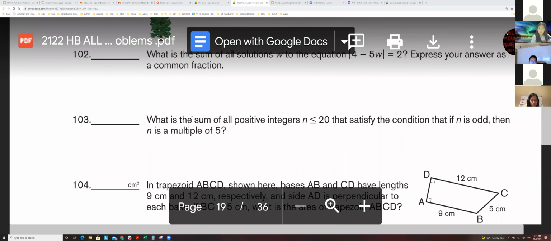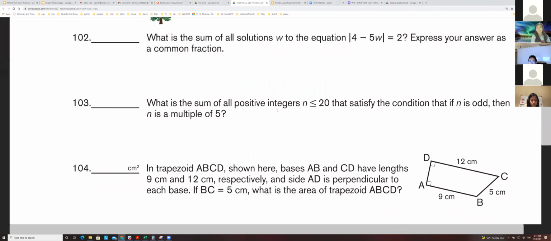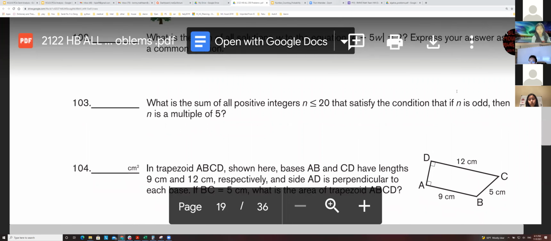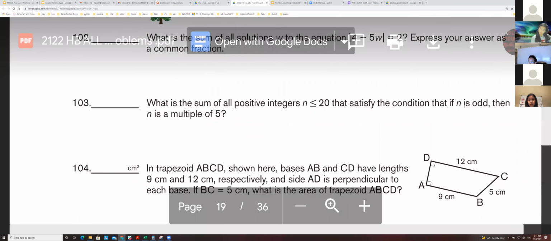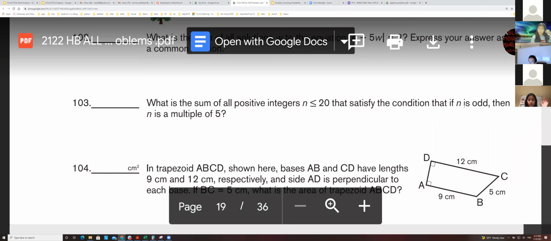Okay. What is the sum of all possible integers that satisfy the condition that if n is odd, then n is a multiple of 5? So what is the number that satisfies this condition? Nishka, are you raising your hand to talk about this? Okay, go ahead.